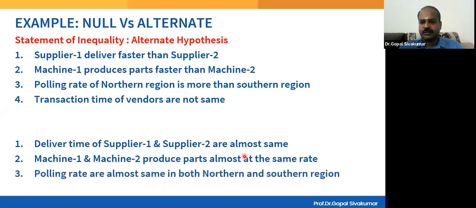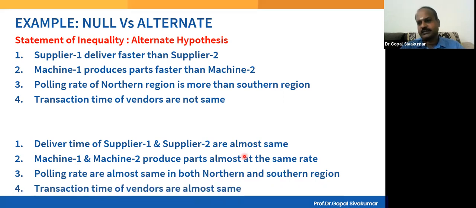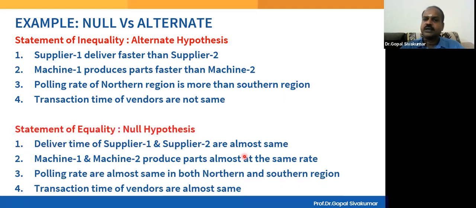Polling rate are almost same in both northern and southern region. This is again a statement of equality. Transaction time of vendors are almost same. Again, it's a statement of equality. All these four statements are statements of equality. Statements of equality are nothing but null hypothesis.